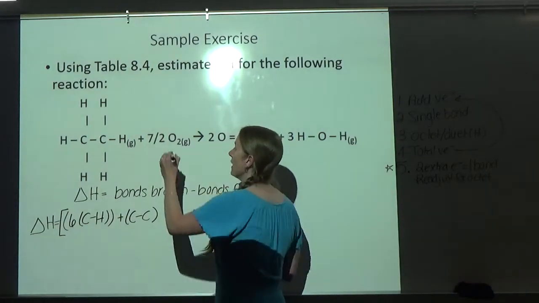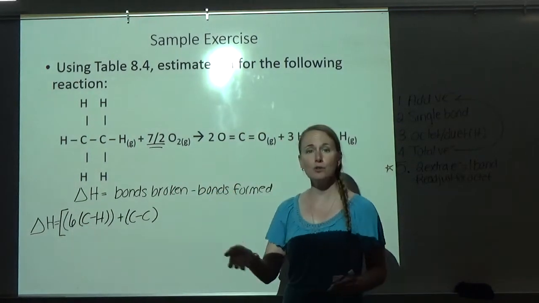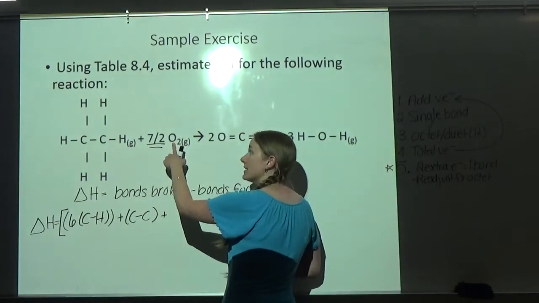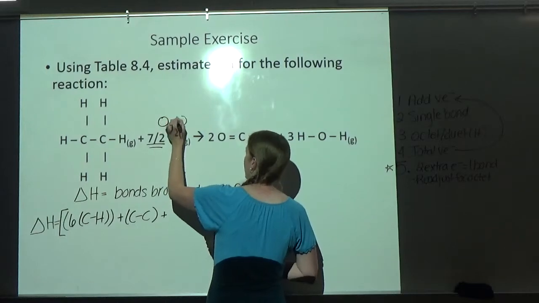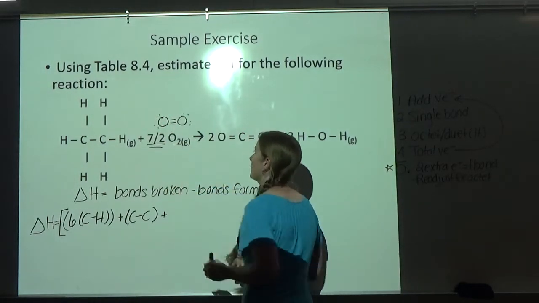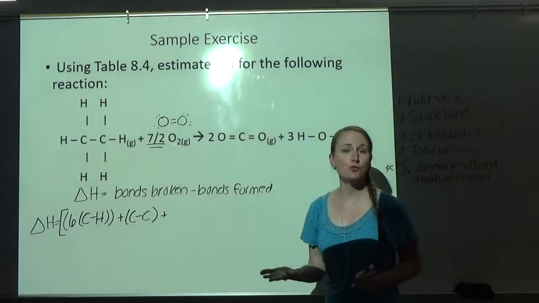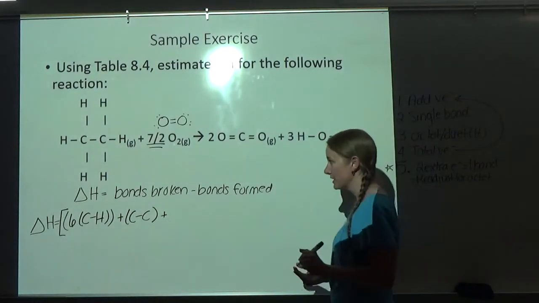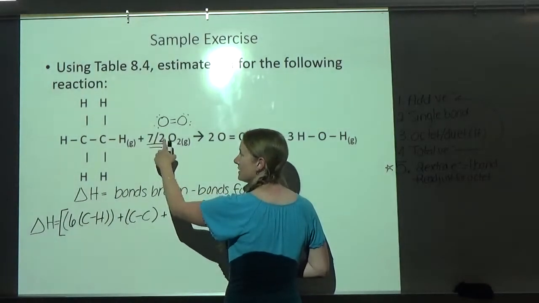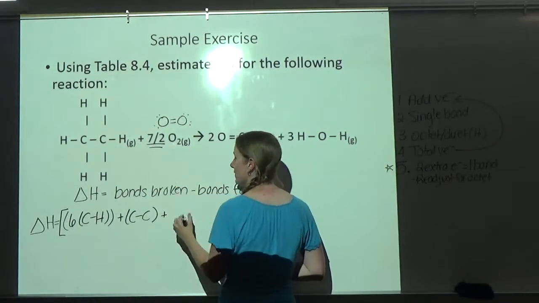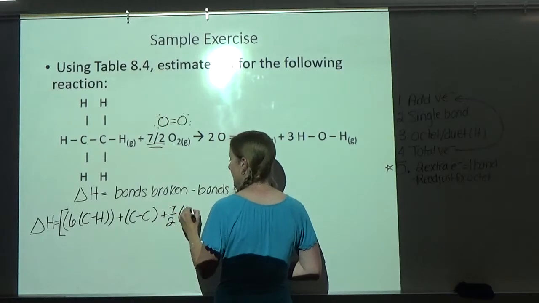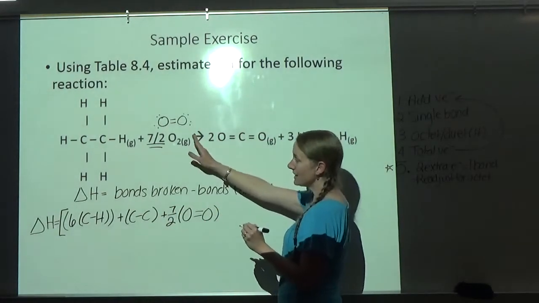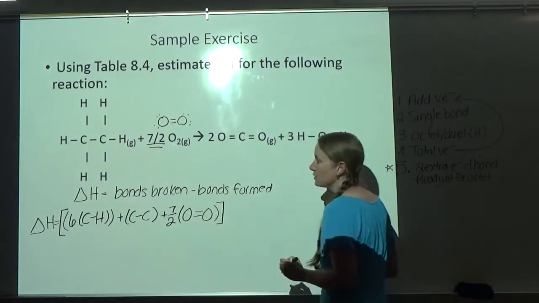Plus, now whenever you have a coefficient, you have to multiply your bond by that. So one thing you need to make sure you know is O2 is a double bond. So again, if you didn't already know that, you would need to draw that one. But that might be something you just want to memorize. O2 is an oxygen double bond. Okay, so I'm breaking 7 halves of that. Notice it has a 7 halves. So I'll do 7 halves times an oxygen double bond. And then that takes care of my reactant side, my bonds broken.